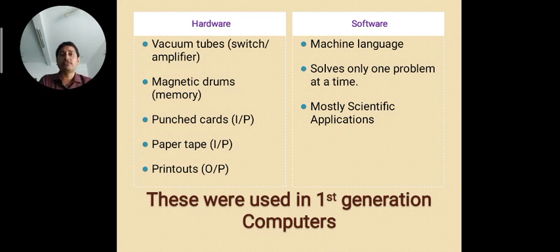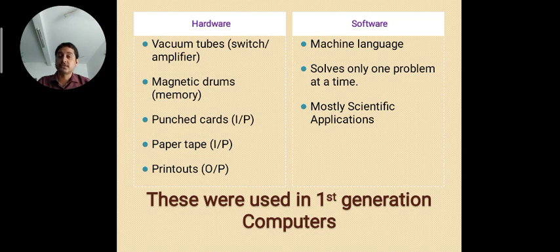Initially they were using vacuum tubes. Then what is the use of vacuum tubes? Vacuum tubes were used as a switch or amplifier. Means they work like a switch also, and they work like an amplifier also. So that was the major technology of the computers of the first generation.